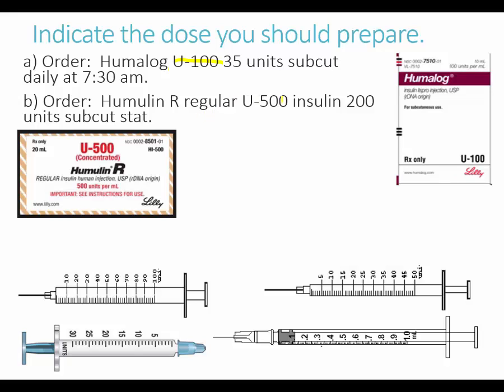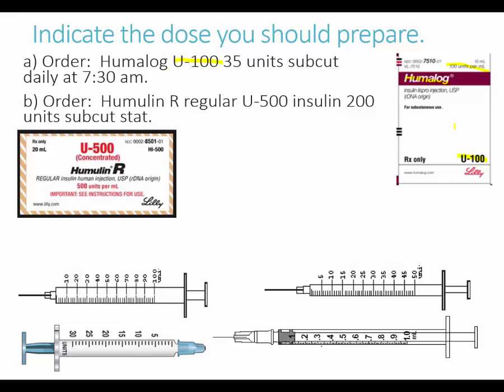When I go to the label for the Humalog insulin, I see the U100 on the label. The U100 is a notation for indicating the strength of the insulin. This insulin, as you see at the top of the label, is 100 units per milliliter.